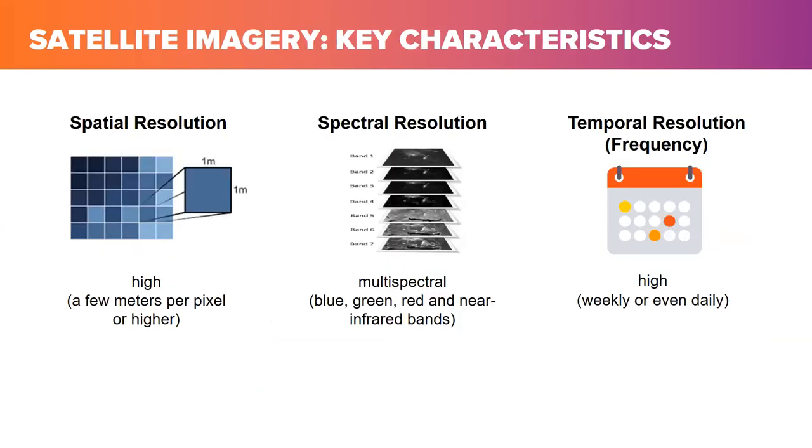Now let's talk a bit about what kind of imagery we need to be able to use for agricultural purposes. The key characteristics are here on the screen. The first one is the spatial resolution, or simply how big a pixel is. Here you can say, of course, the higher the better. The smaller the pixel is, the greater level of detail you're going to see.